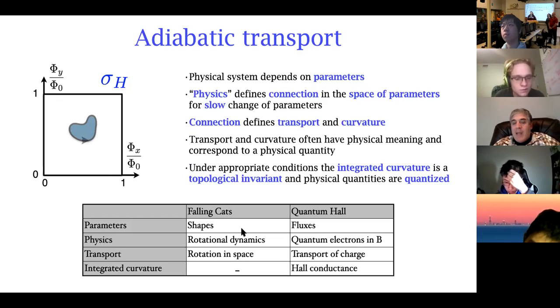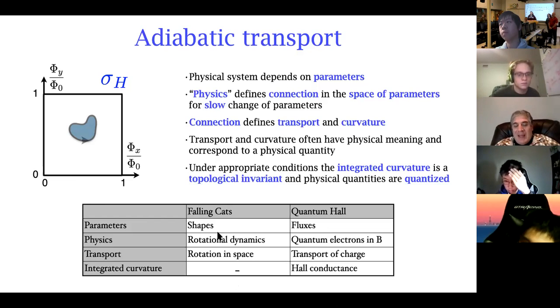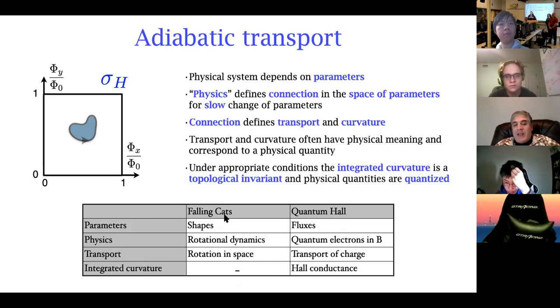Okay, and just to compare how close these examples are from this point of view, let me do falling cats versus quantum Hall. So in falling cats, we had a space which was the space of shapes. In this case, it's the space of fluxes. Physics in falling cats was rotational dynamics, and that defined the connection. And in quantum Hall, it was quantum interacting electrons in magnetic field in general.